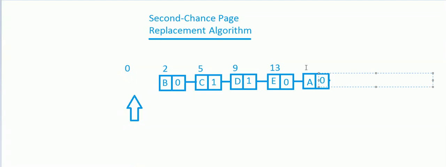Suppose that the page fault occurred at time 20. So this means that the page A has been added to the linked list at time 20. It is treated like a newly loaded page. Now the pointer is moved forward to B.